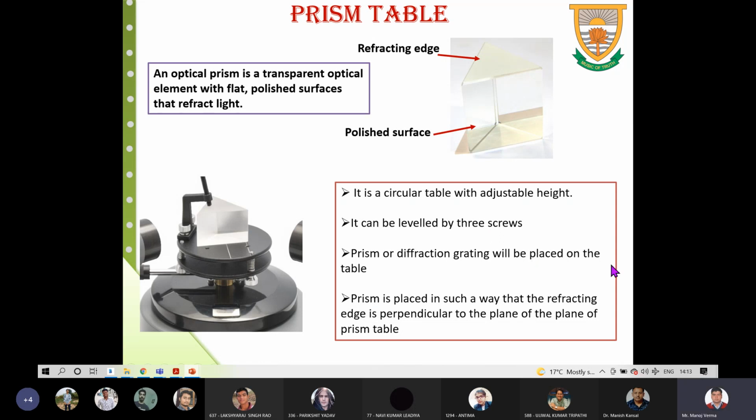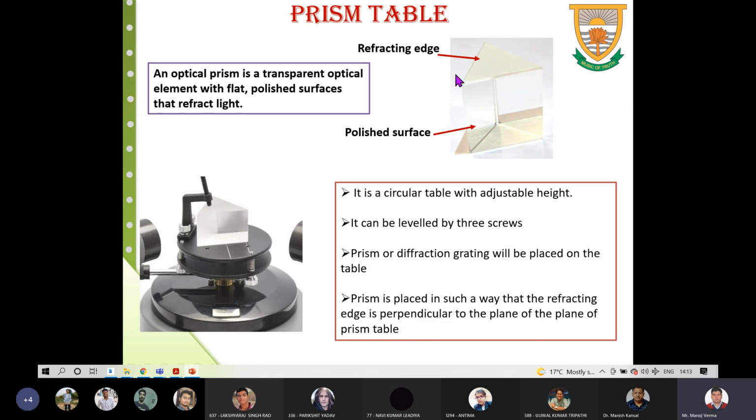Prism or diffraction grating will be placed on the table. Whichever experiment you are doing, depending on that, either we have to use a prism or a diffraction grating that has to be attached to this prism table. Prism is placed in such a way that the refracting edge is perpendicular to the plane of the prism table.